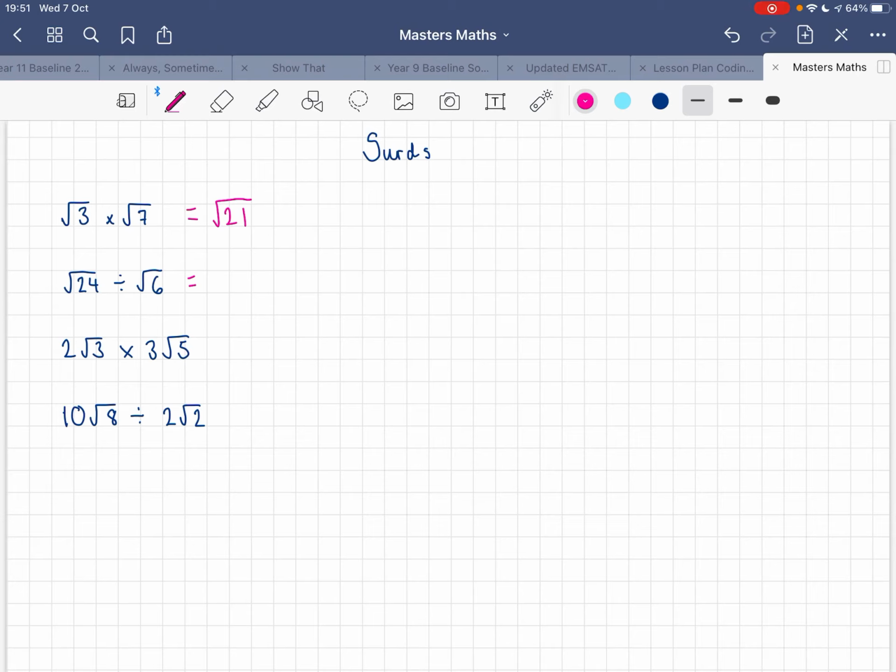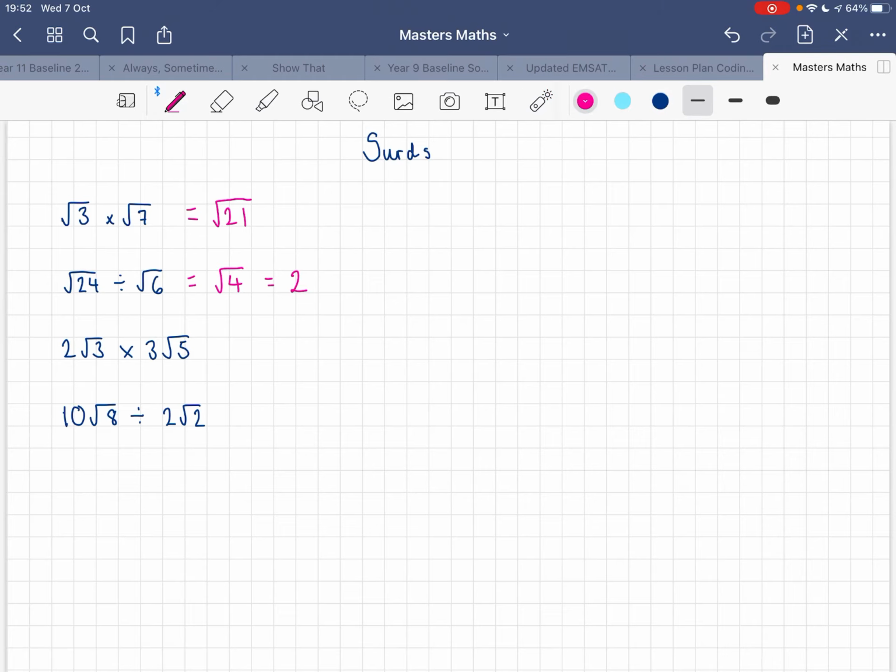24 divided by 6 is the square root of 4, which actually, 4 is a square number, so we can just write that as 2. Don't forget to do that, okay? So if you are square rooting something that is actually a square number, then you don't need to leave it in surd form. You don't need to leave it with the square root. You can actually calculate the square root. So the square root of 4 is 2. So we write it as 2 and not the square root of 4.